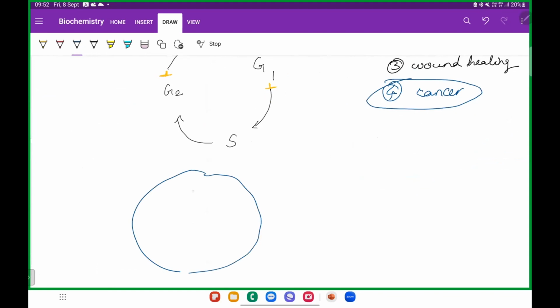You are going to have your G0 phase. After G0, there's going to be G1. Then you are going to have your S phase. After S phase, you're going to have your G2 phase. Then you're going to have your M phase. Then you have your cytoplasmic division.